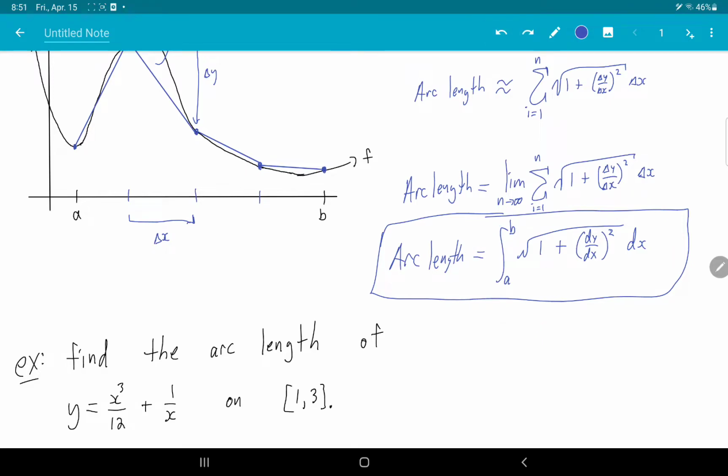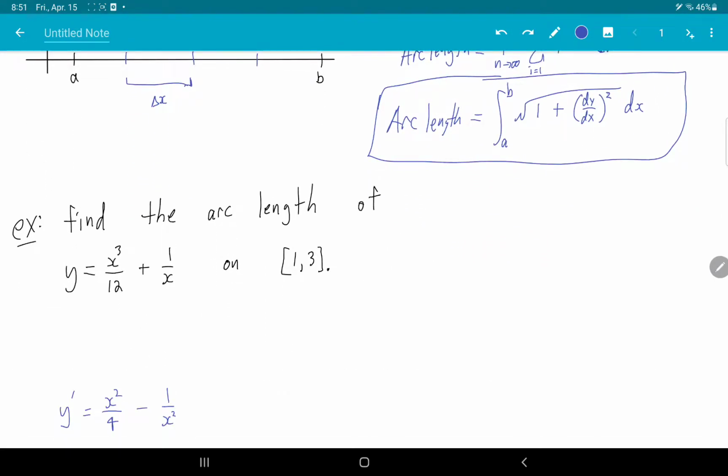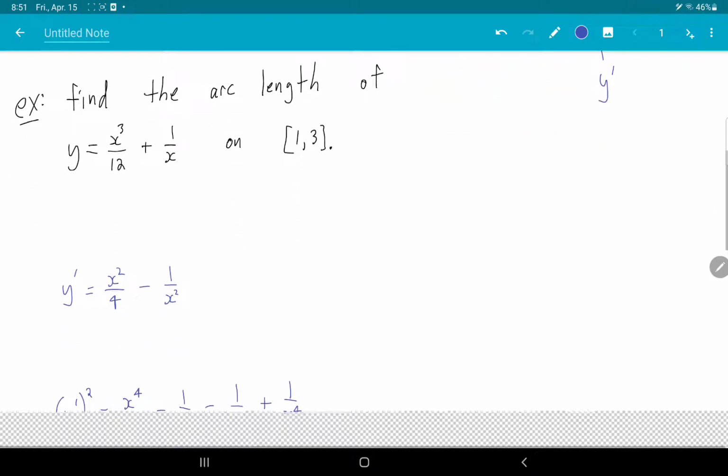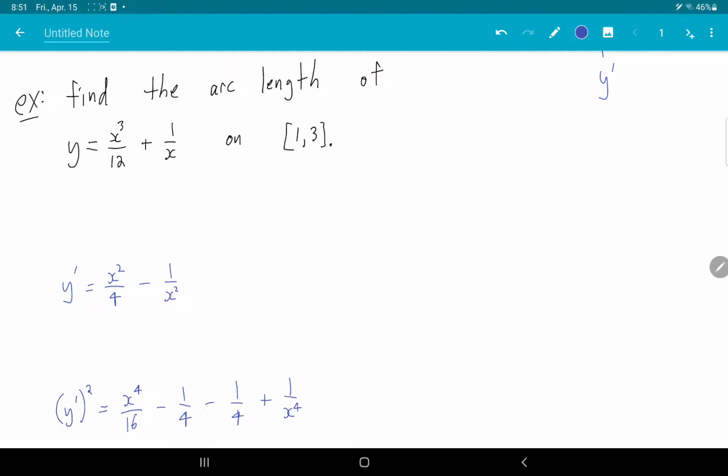So I'm going to do it step by step. I'm going to start by finding the derivative. That's fairly straightforward. Y prime. Okay, of course, this is also known as y prime. And then I want to square it. Okay, so I'm going to square that. Okay, work out the expansion here.